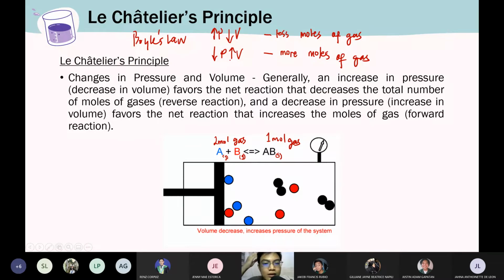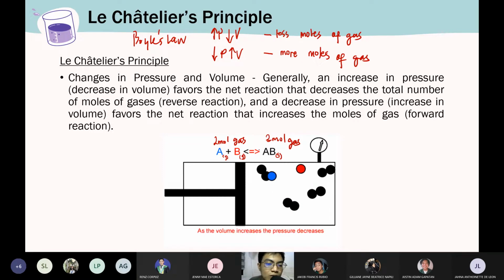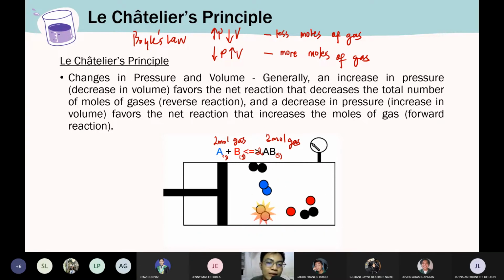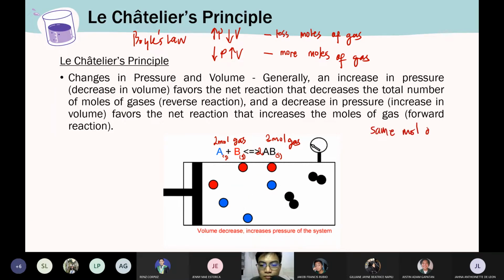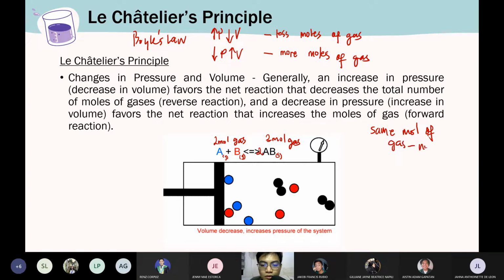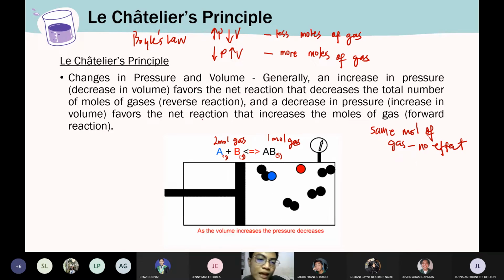Okay, maybe you're wondering, sir, what if the moles of gases are the same? Is that possible, sir? Yes. Suppose both have 2 moles. What will happen? If the moles of gas are the same, there's no effect. No matter what you do, nothing will happen. But if the moles of gas are different, just like in our diagram here, that's where you see the shift in equilibrium.